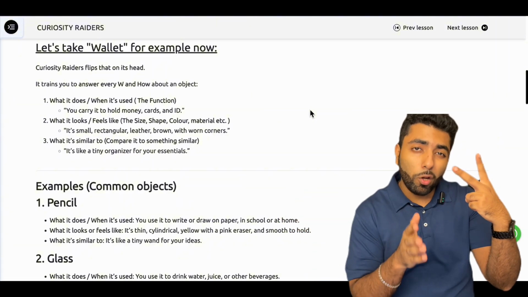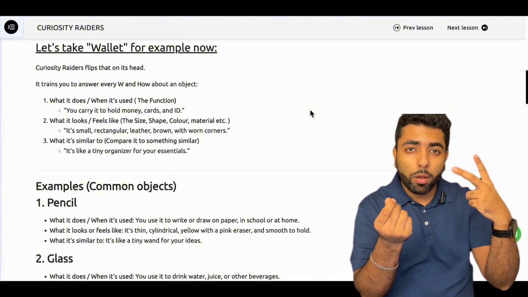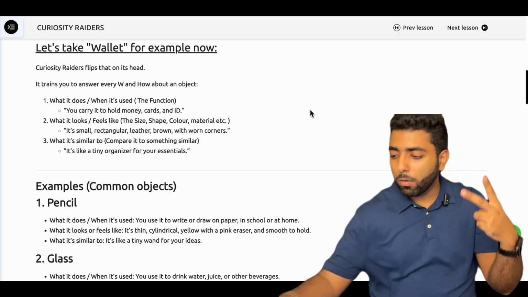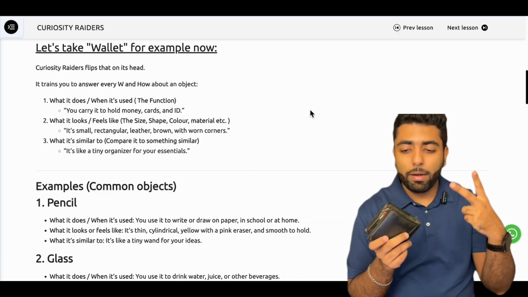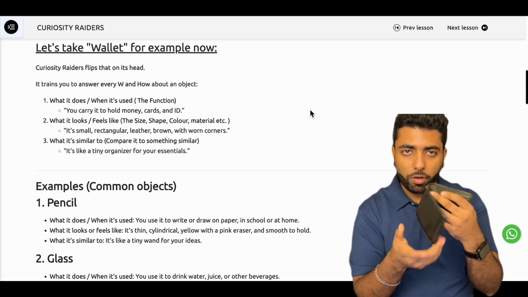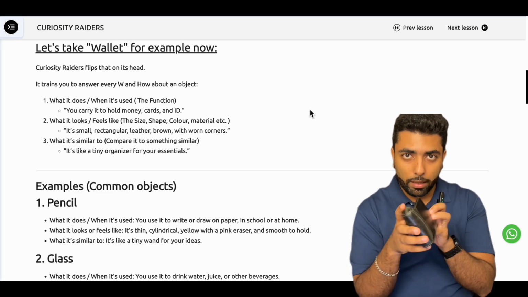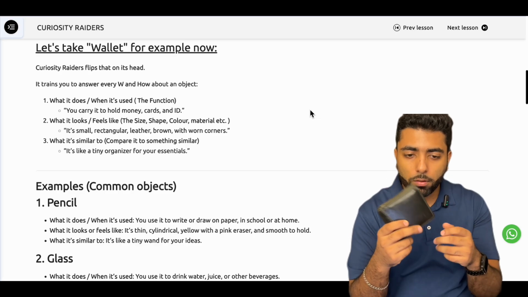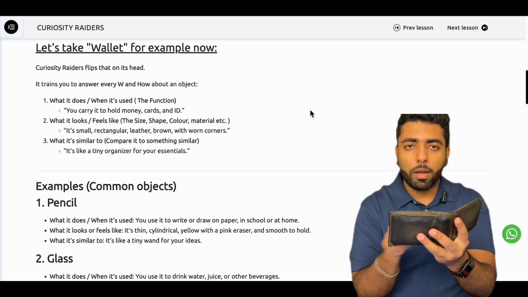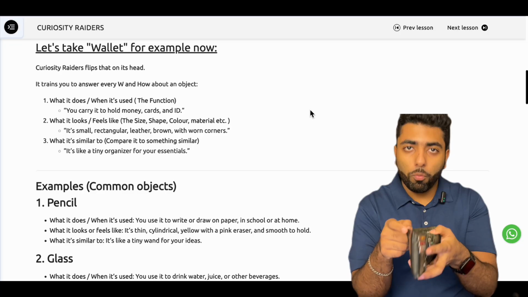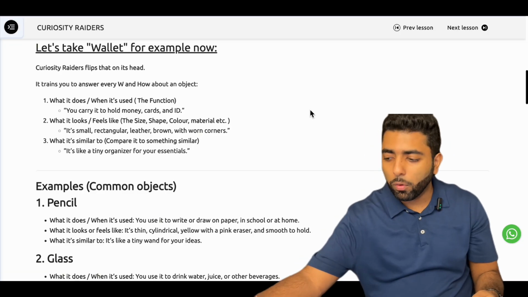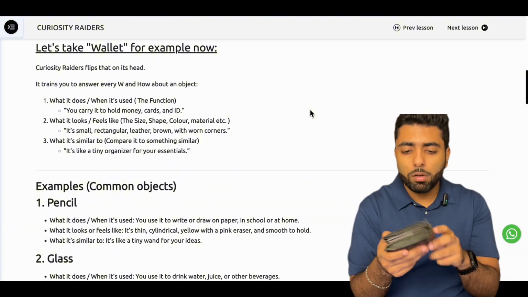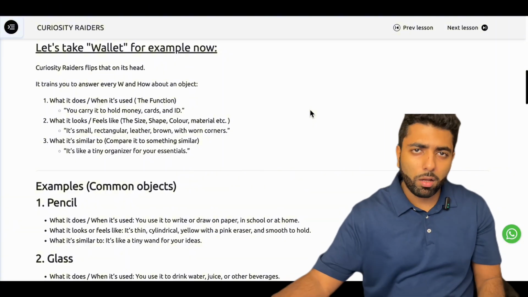Second, what does it look like? What does it feel like? What does a wallet look like? If we talk about this wallet, it's a small rectangular shaped leather object with corners, brown or green, whatever color your wallet is. That's how it looks. How does it feel? It's leather. How does it look? Rectangular shape. Color, brown, green, red, whatever color you have.